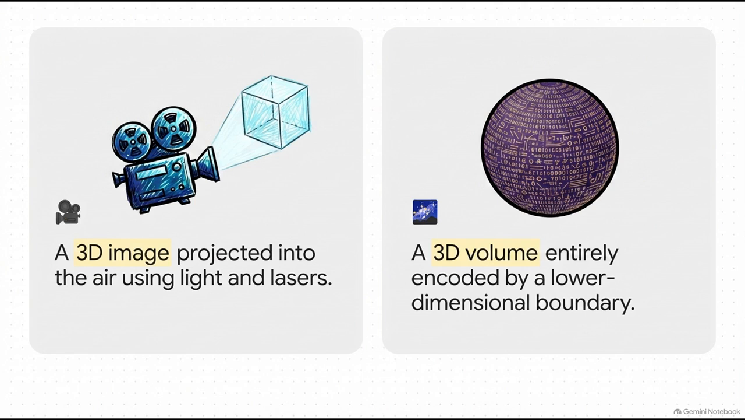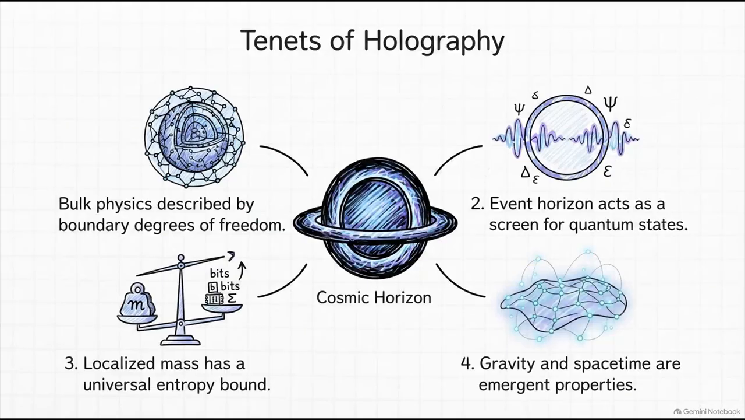The information within any 3D volume of space can be perfectly and entirely encoded by a lower dimensional boundary. So physicists Gerard 't Hooft and Leonard Susskind took that weird black hole quirk and applied it to the whole universe. The core tenets here are just wild. Basically, in a theory with gravity, physics in a 3D bulk is completely described by its boundary. The event horizon is essentially a screen storing quantum states.